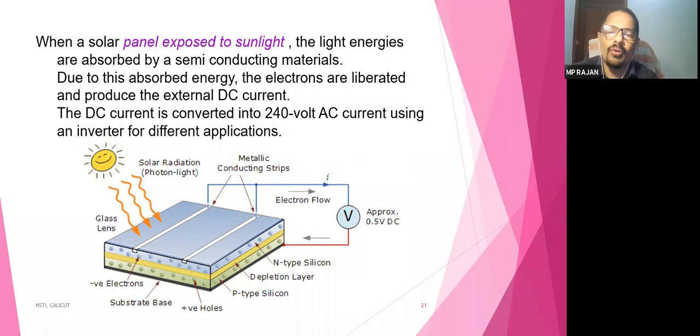Understood? So you can see there is an electron flow, or rather a current flow from positive to negative. So current flow will be positive to negative, electron flow is from negative, the n-type semiconductor, to the p-type semiconductor. So normally one cell produces 0.5 to 0.6 volt. How much? 0.5 to 0.6, half a volt. So this is just like a battery, you can say.